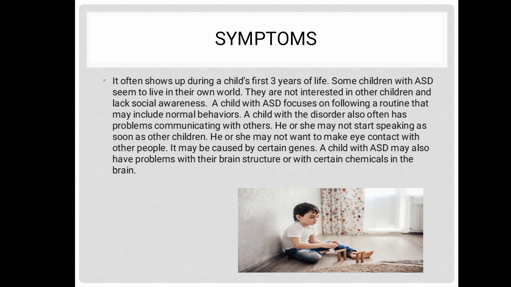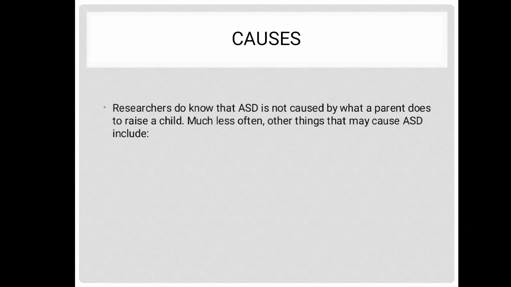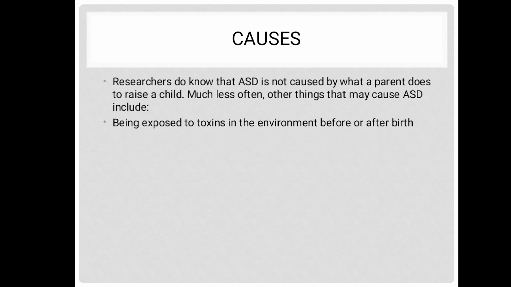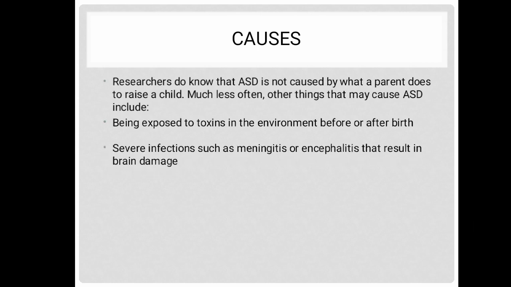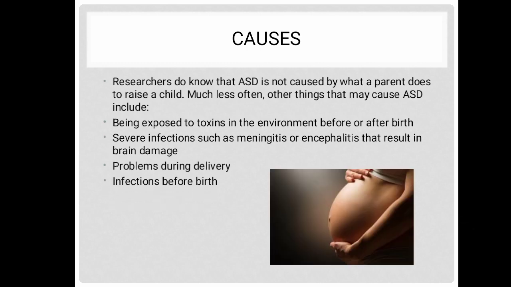It may be caused by certain genes. A child with ASD may also have problems with their brain structure or with certain chemicals in the brain. Researchers do know that ASD is not caused by what a parent does to raise a child. Much less often, other things that may cause ASD include being exposed to toxins in the environment before or after birth, severe infections such as meningitis or encephalitis that result in brain damage, problems during delivery, and infections before birth.